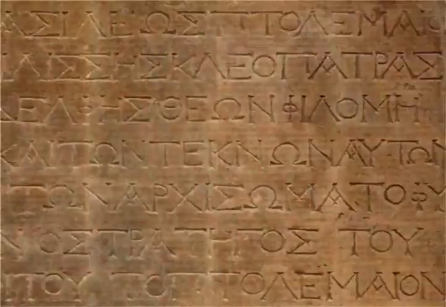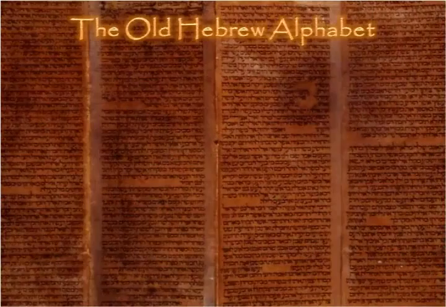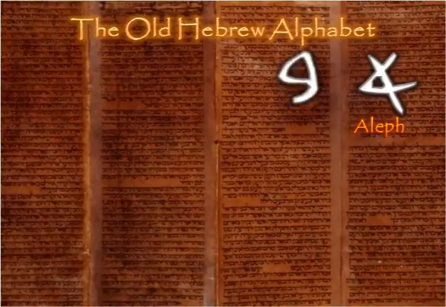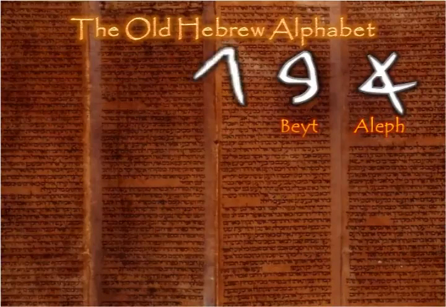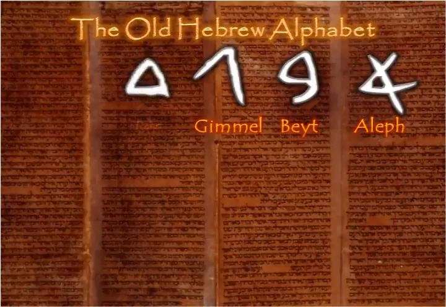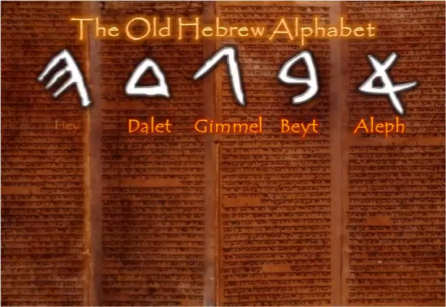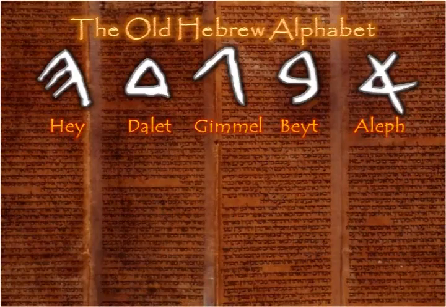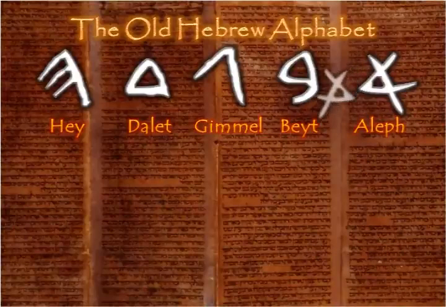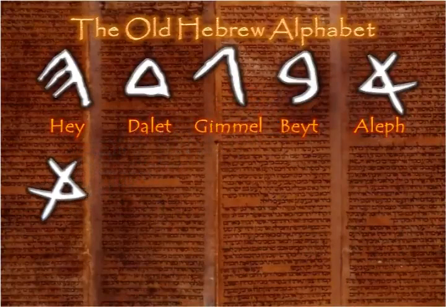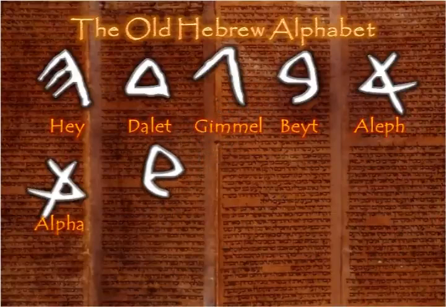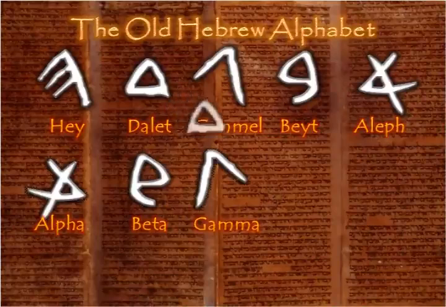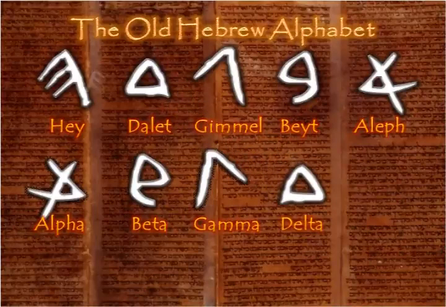Here we see the first 5 letters of the Old Hebrew alphabet: the Aleph, Bet, Gimel, Dalet, and He. But when reversed, we see the ancient Greek alphabet: the Alpha, Beta, Gamma, Delta, and Epsilon.